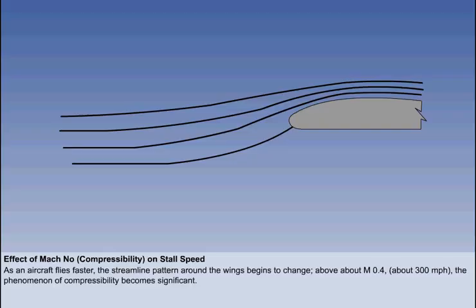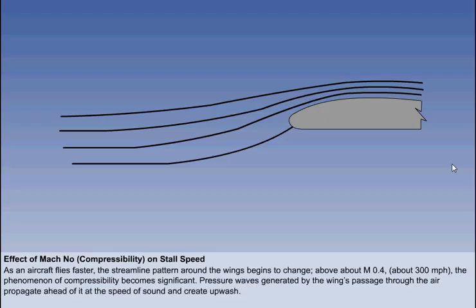As an aircraft flies faster, the streamline pattern around the wings begins to change. Above about Mach 0.4, 4/10 of the speed of sound, the phenomenon of compressibility becomes significant. Mach 0.4 equates to around 300 miles per hour. Pressure waves generated by the wing's passage through the air propagate ahead of it at the speed of sound, and cause the air ahead of the wing to curve upward, or upwash, towards the low-pressure upper surface.